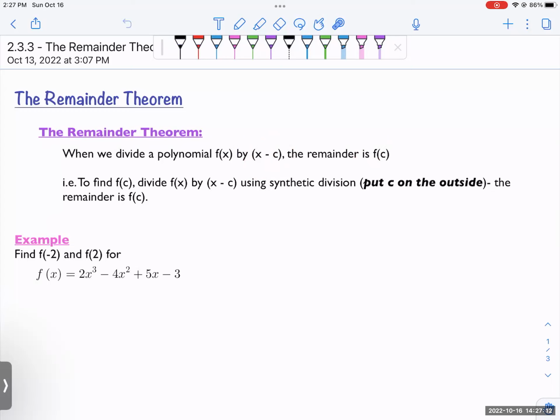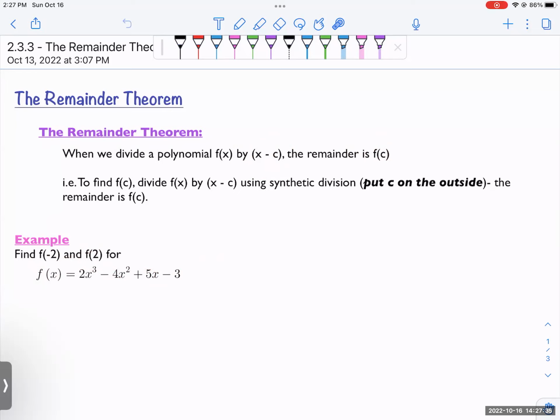I want to break that down. So f of c would be something like f of -2 or f of 2 if you look in this example. Plugging the value -2 in for x in this polynomial, finding out what it comes out to be. Right? And we can do that. We can plug in -2, we can plug in 2, we can do it that way. But the remainder theorem says something kind of fun.